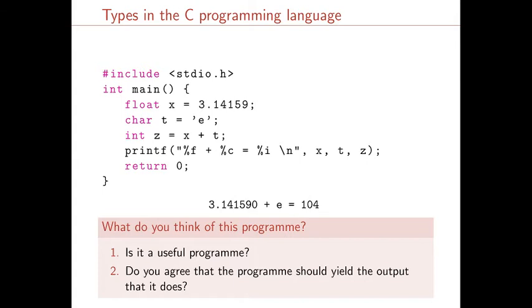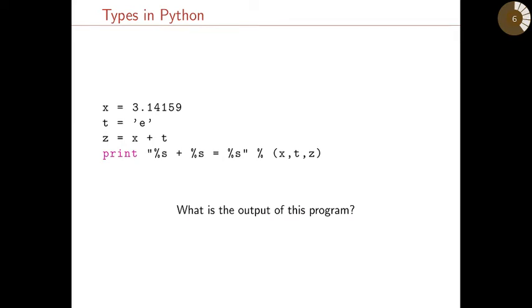Let's look at the very same program written in a different language, here in Python. This program starts as follows. We declare a variable x and assign it the value of 3.14159 as before, t another variable declared to be e, and the variable z gets the value x plus t. And then we print the output. What will the output of this program be? Again, I give you some time to think about this. You can also pause the video again and try this yourself on your own computer.